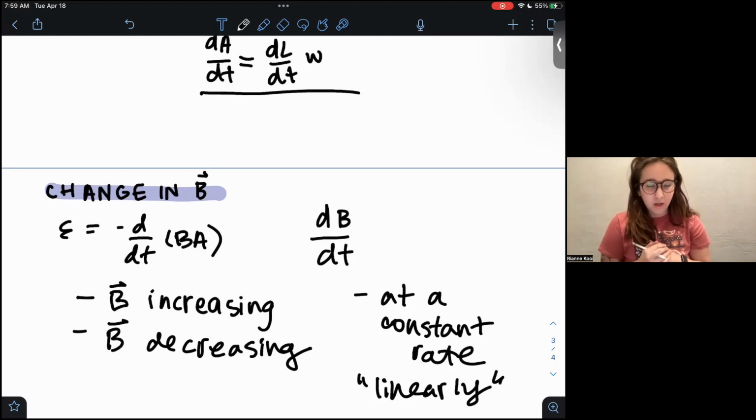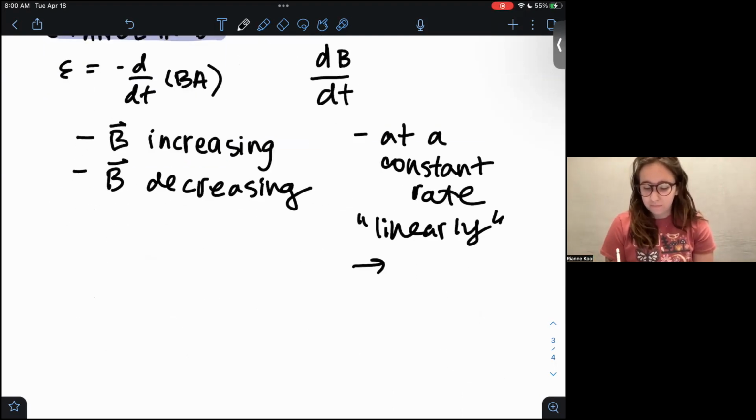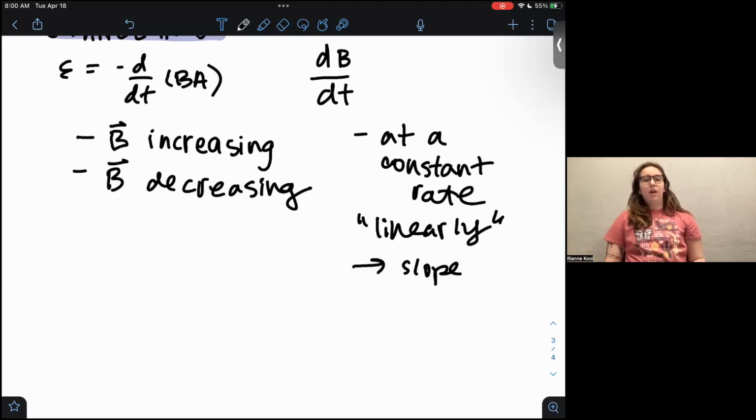So if you're given a starting size of the magnetic field and an end time, you can find out how quickly it's decreasing over time. You can do that using slope-intercept form, just how you would normally do it in any algebra class, like rise over run.